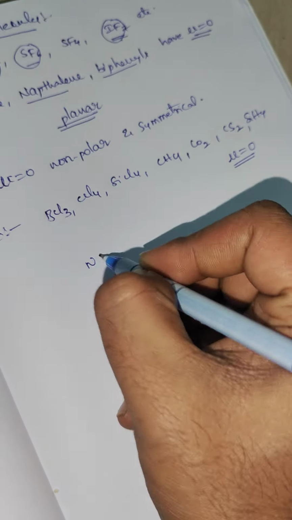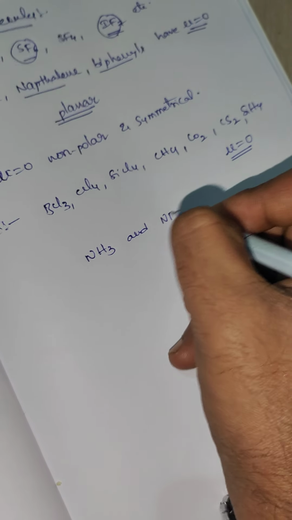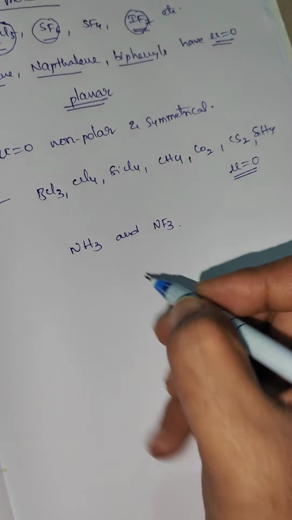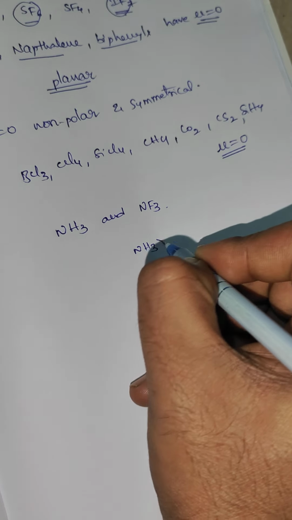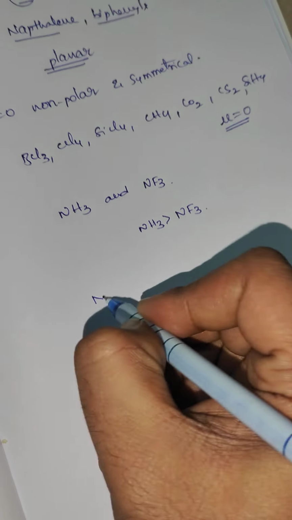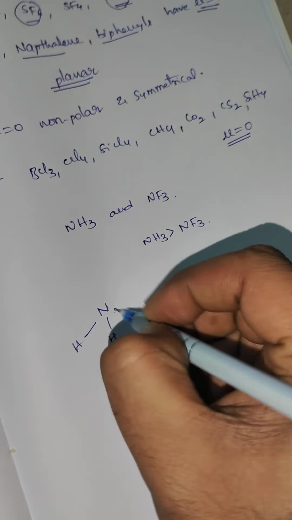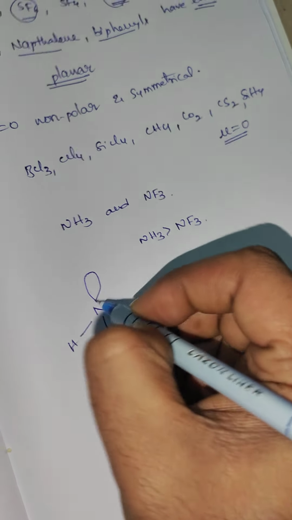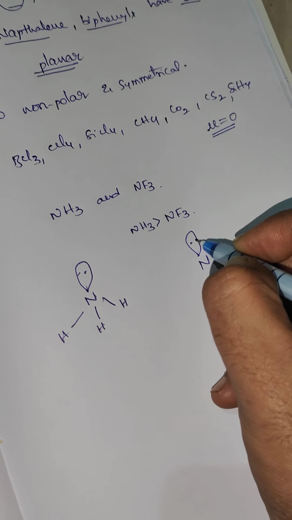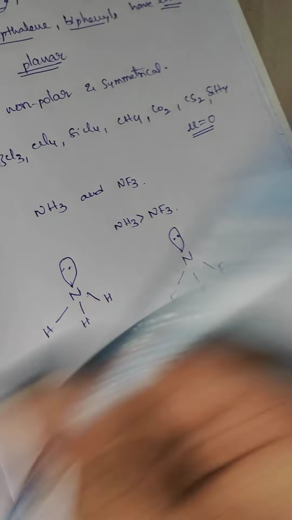Next example, NH3 and NF3. In these two examples, which one has the more dipole moment? NH3 has more dipole moment than NF3. Let us see the reason. NH3 has a pyramidal shape: hydrogen, hydrogen, hydrogen, and one lone pair. NF3 also has the same pyramidal shape, one lone pair, fluorine, fluorine, fluorine.